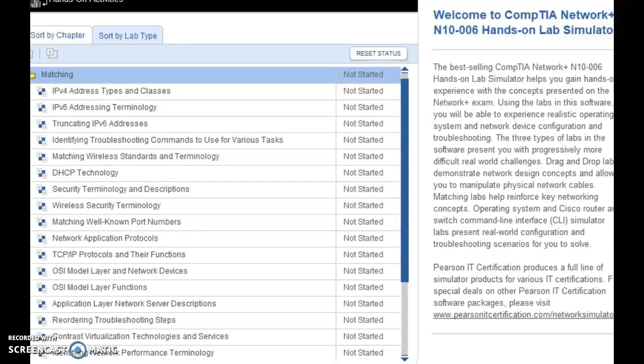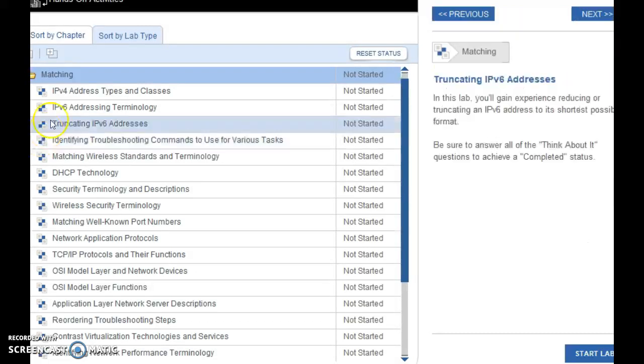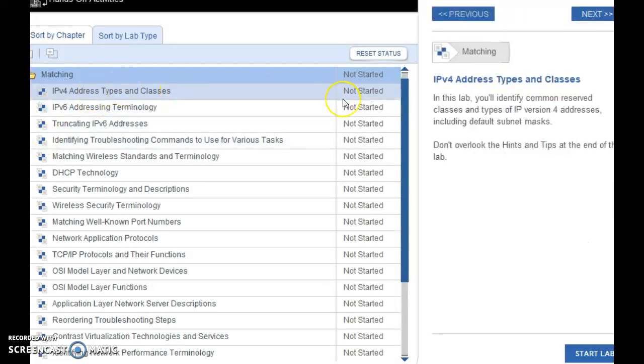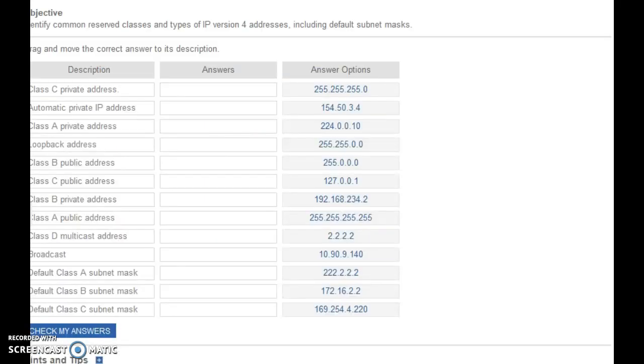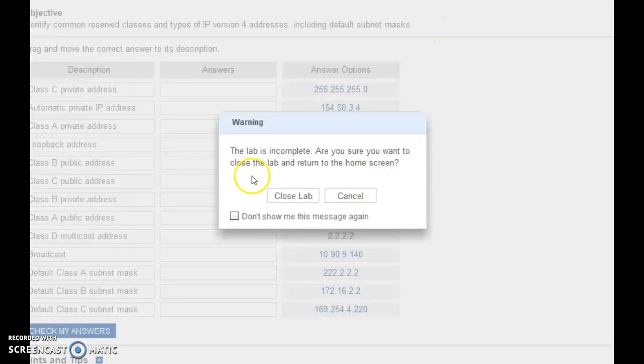I am presenting some pictures of my CompTIA download. The first page is the CompTIA hands-on simulator, and it gives you information about what's all involved in that program. And then the next page gives you information about the first lab, which I'm not going to start yet.